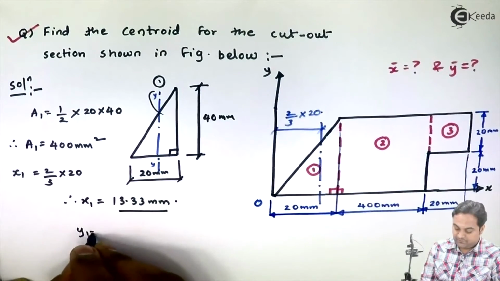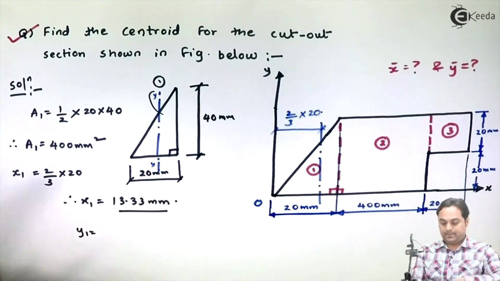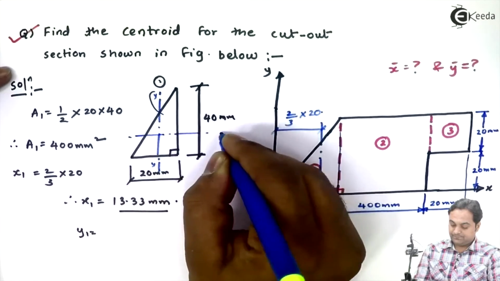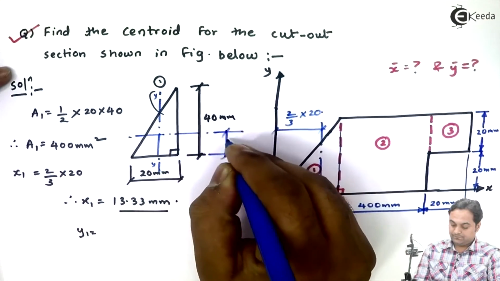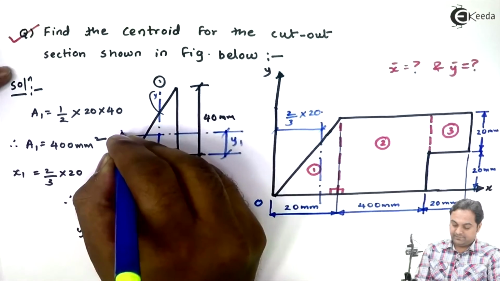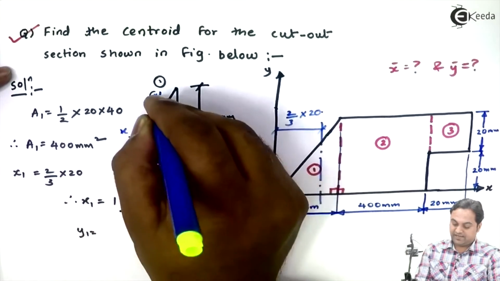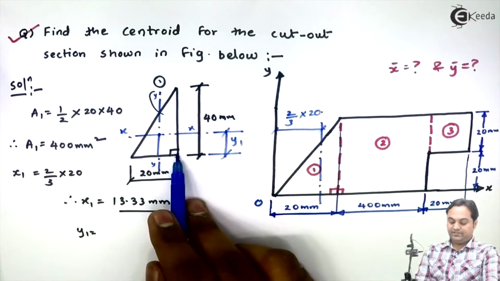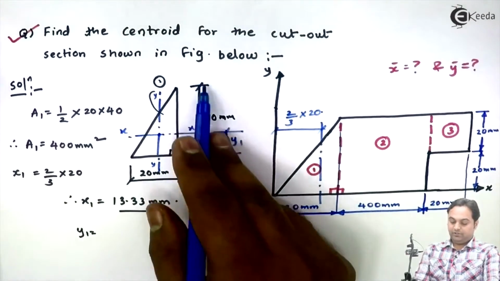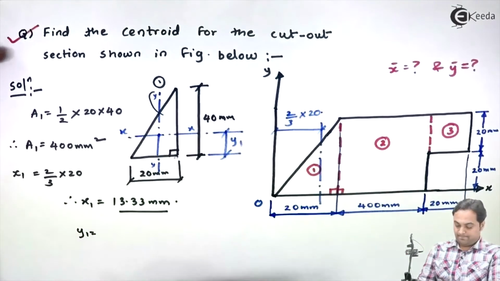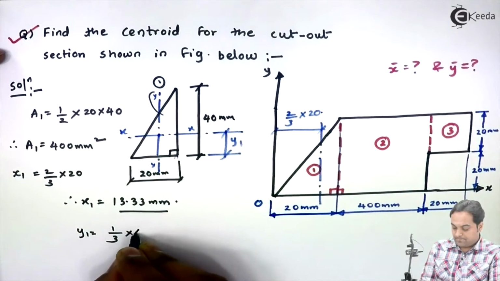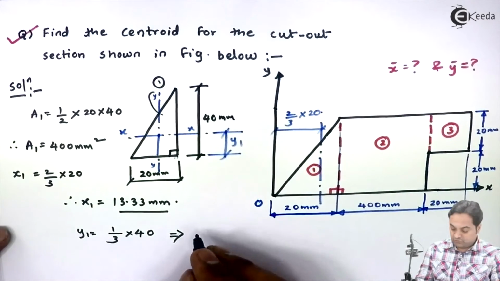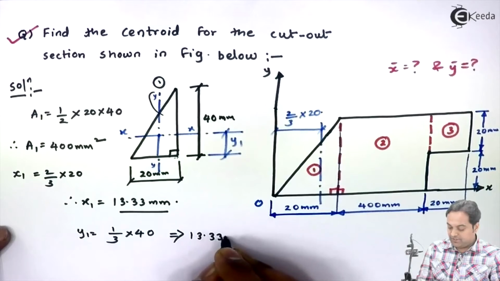Next, y1 will be the location of x-axis for the first figure, the triangle. Since I am measuring it from the base, it would be 1/3 of this height, which is 40. So this y1 value again comes out to be 13.33 mm.